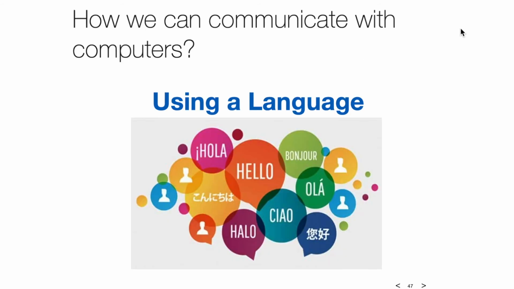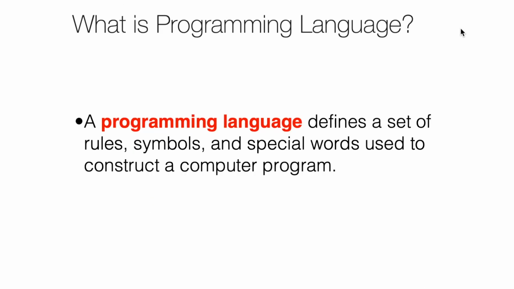In order to do the communication between computers and humans or programmers, we have languages called programming languages. Programming languages are a defined set of rules, symbols and special words that allow us to create, or construct, computer programs.